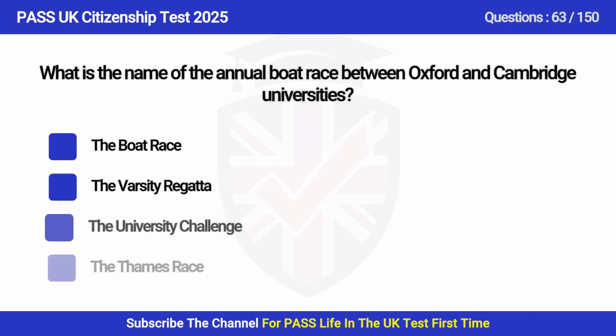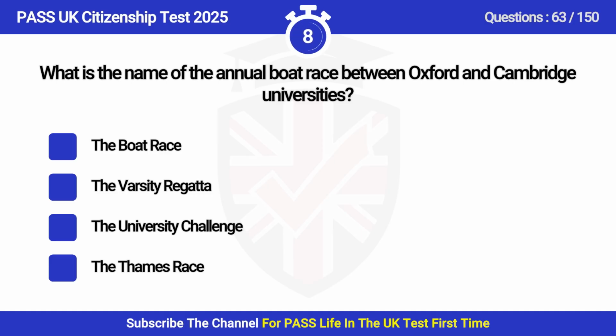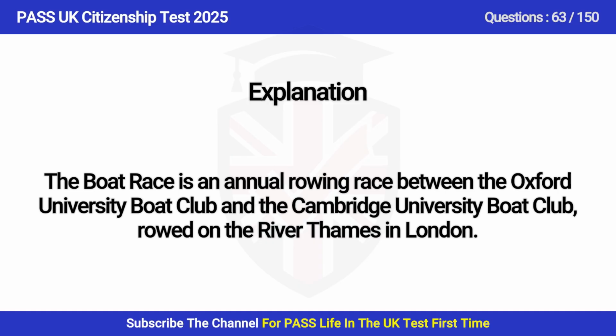Question 63. What is the name of the annual boat race between Oxford and Cambridge? A. The Boat Race, B. The Varsity Regatta, C. The University Challenge, D. The Thames Race. Answer is A. The Boat Race. The Boat Race is an annual rowing race between the Oxford University Boat Club and the Cambridge University Boat Club, rowed on the River Thames in London.